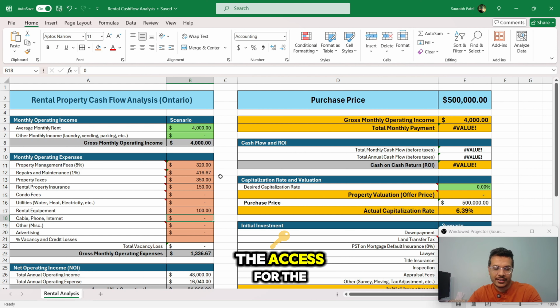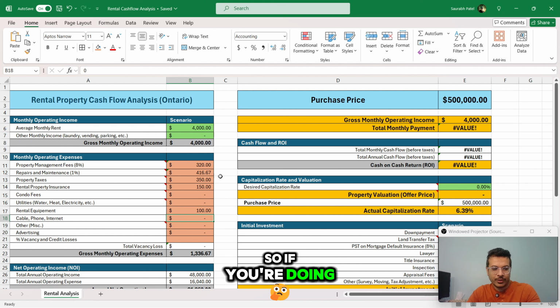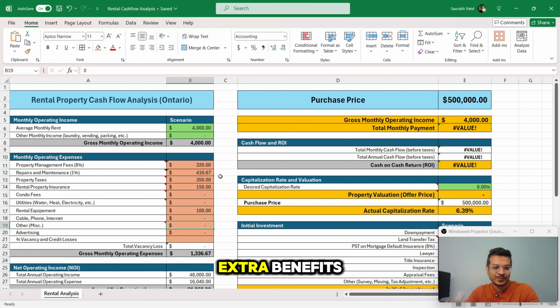Like they have still the access for those security devices, cameras, and they can access it from anywhere. So if you're doing that, you add those internet costs over here. Then there are going to be other miscellaneous costs, such as, maybe if you're a good tenant, the landlord may provide you extra benefits, maybe services, cleaning services, and stuff like that.